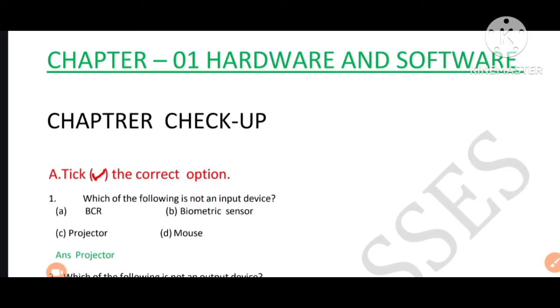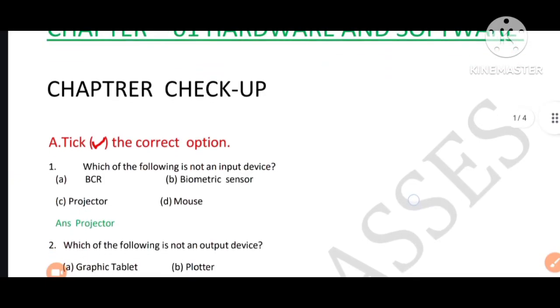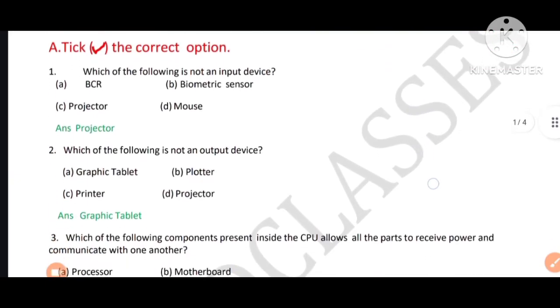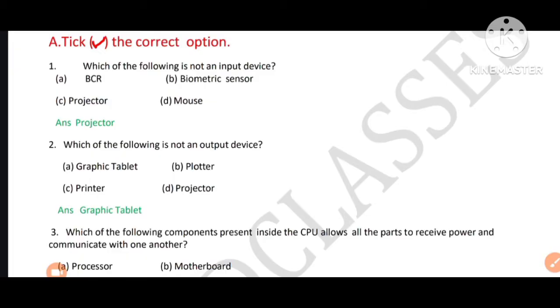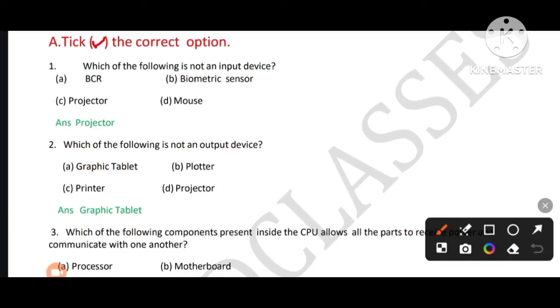Come to number A, tick the correct option. The first question is, which of the following is not an input device? What is the question here? Which of the following is not an input device? We have to find the option which is not an input device. VCR is an input device. Biometric sensor is an input device. Mouse is also an input device. Here projector is not an input device.